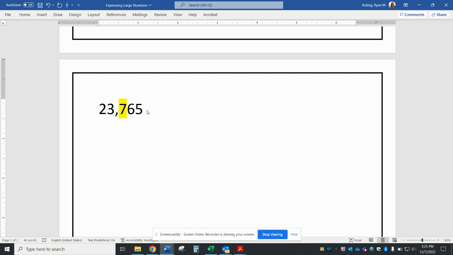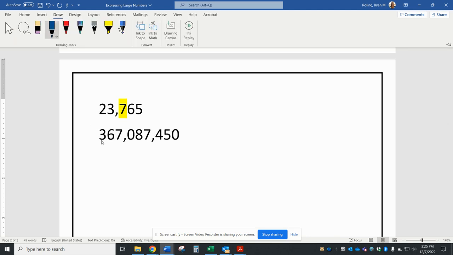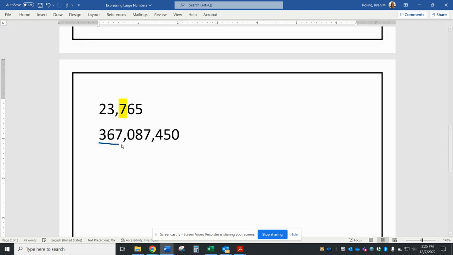Let's do another one. If I have this comma here and this comma here, this comma is million, this comma is thousand. So I'm going to read in groups of three, and I will say 367,087,450. Again, I use the word hundred because there are commas in my number.